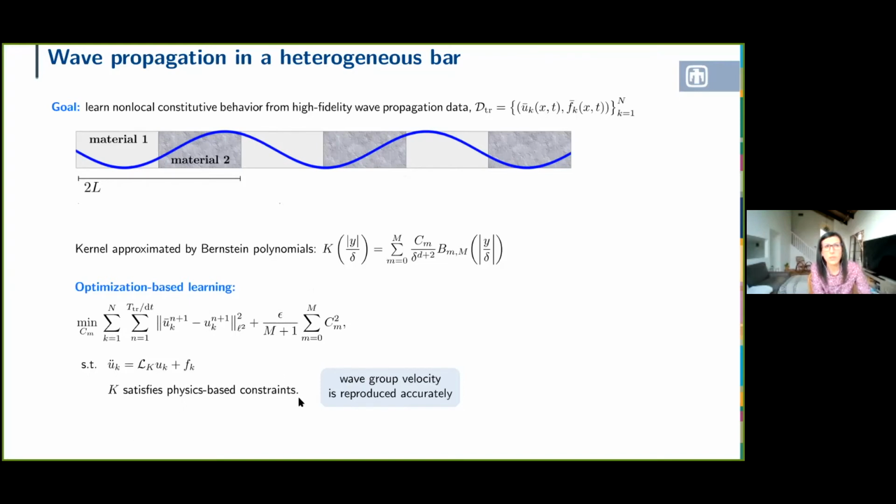These constraints on the kernel are mostly added to guarantee that we can reproduce accurately the wave group velocity. And I'm going to explain what I mean by this in a second. One of these constraints, by the way, is basically equivalent to the energy constraint that we introduced for the previous problem. So that energy constraint is really important when it comes to this type of settings.